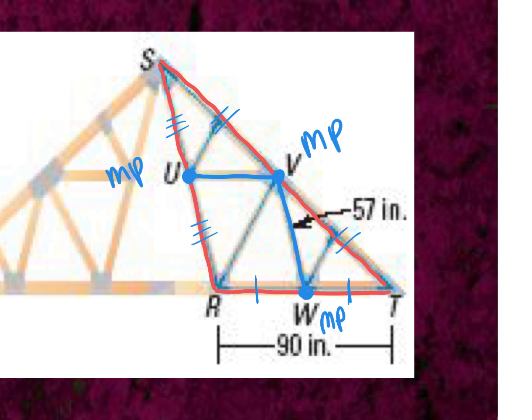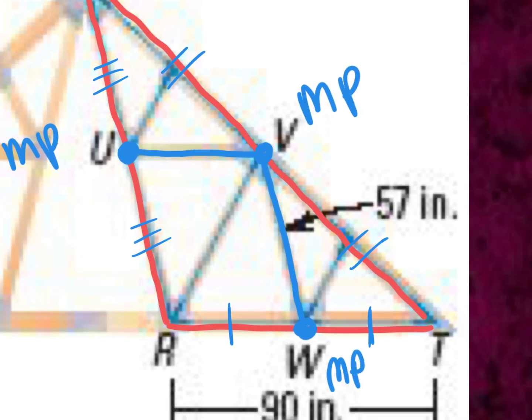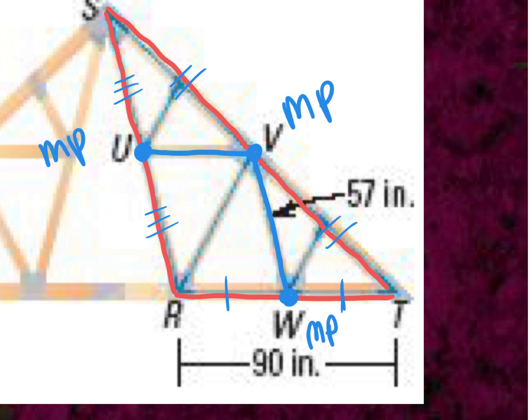Okay, now a midsegment has to be parallel to one of the sides of the triangle, right? So let's take a look at UV. Which side does UV appear to be parallel to? RT, right? So put parallel markings on those. And now watch what I'm going to do. RT is exactly double UV, correct? So I can put a congruence mark here as well.